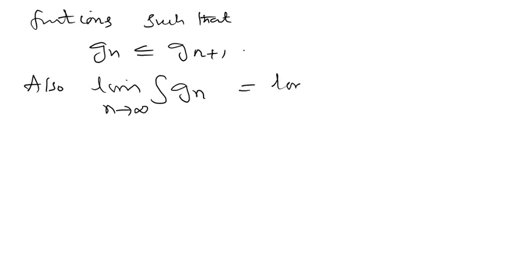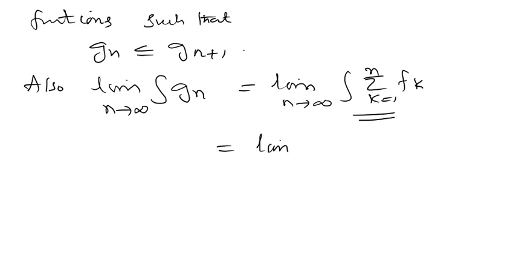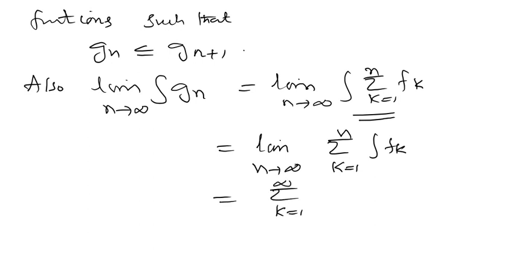This is equal to limit n approaches infinity of the integral of gn. What's gn? gn is summation k runs from 1 to n of fk. Now because this is a finite sum, we can take it outside: limit n approaches infinity, summation k runs from 1 to n, integral of fk. So this is the same as, when I apply this limit, summation k runs from 1 to infinity integral of fk. If you want to convert it to n for simplicity, summation n runs from 1 to infinity integral of fn, but this is finite, it is given.